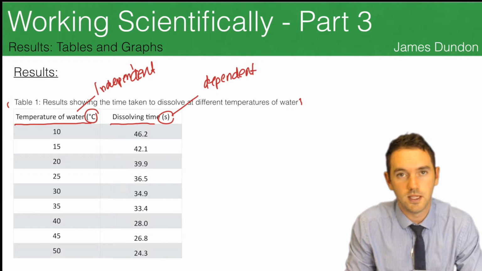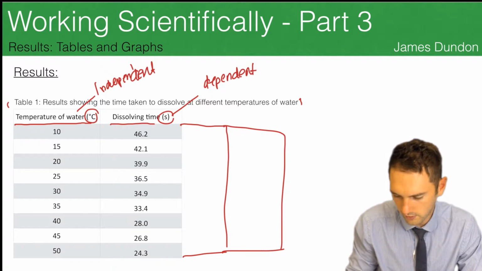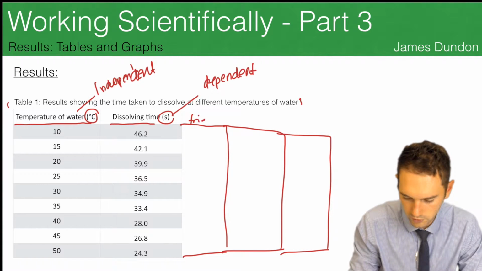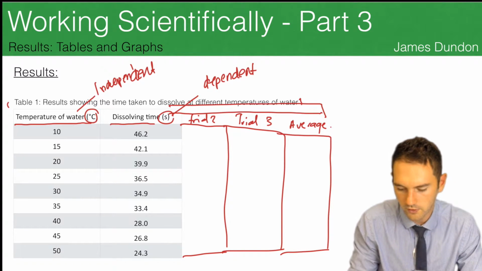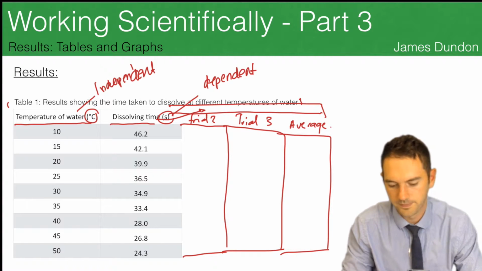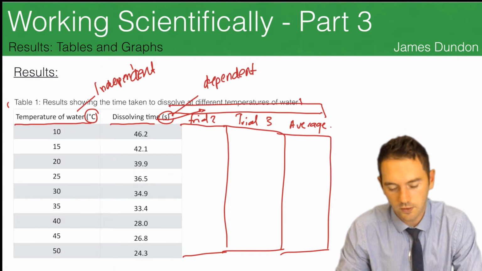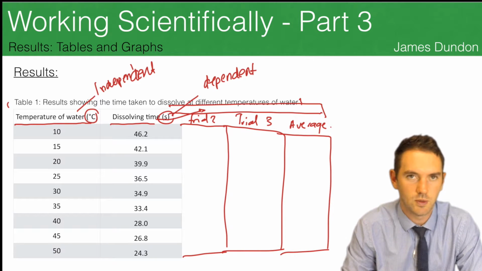Now if you did this maybe 3 times, then you would have another couple of boxes and then one for the average. So you would have trial 2, trial 3, and an average, like that, and dissolving time would be put across the top of all of those trials. Now, if you want to get really technical and you want to have really pretty tables, it's recommended that you only have horizontal lines to separate your data, no vertical lines. But your teacher probably won't care about that.